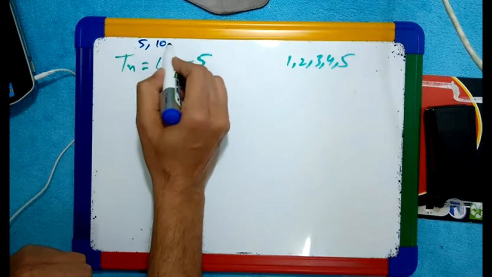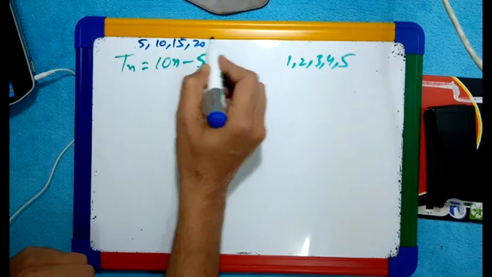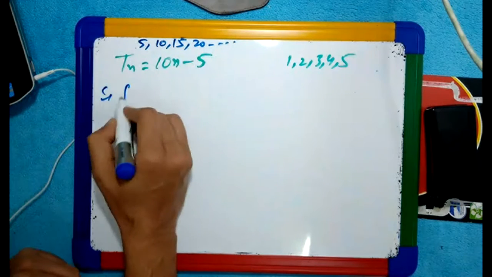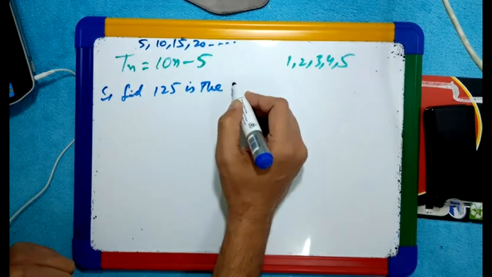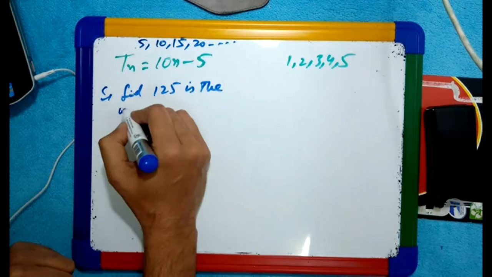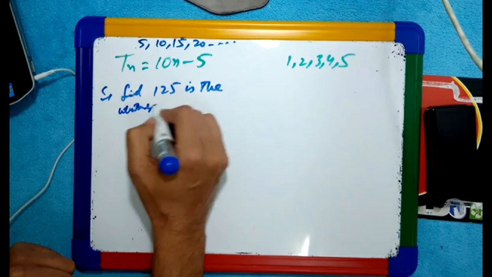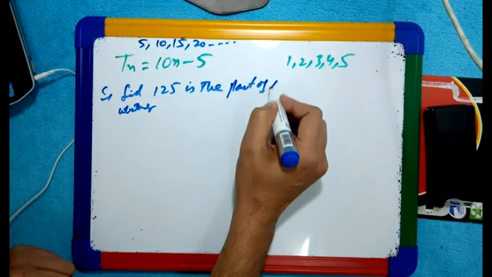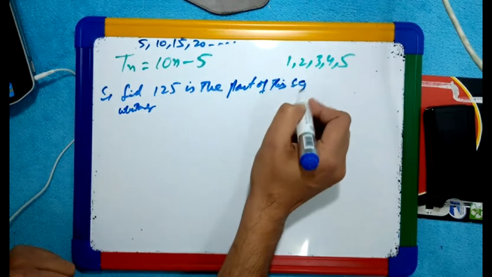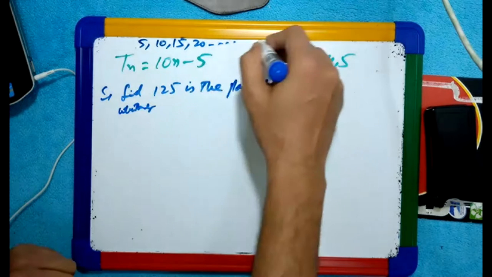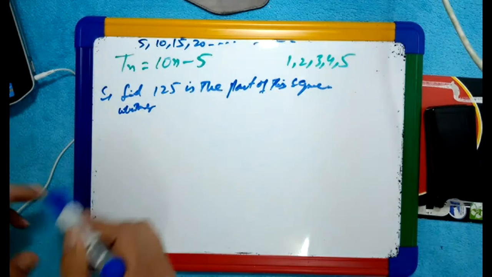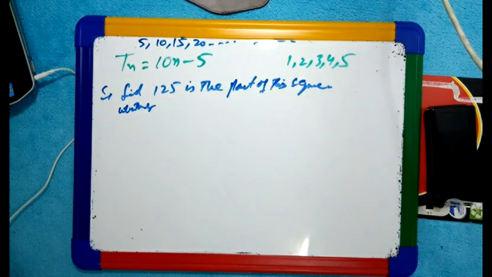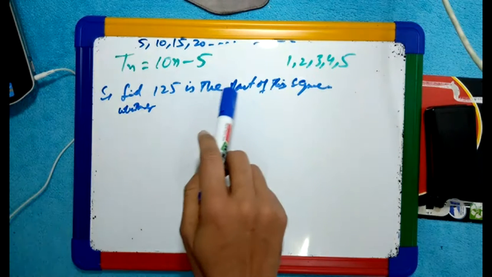Find whether 125 is part of this sequence. How will you check that 125 will come over here somewhere? This is the question. Will they give us the numbers on top, the 5, 10, 15? Yeah, of course they will. The same question. This is part number C. Is 125 part of this sequence?